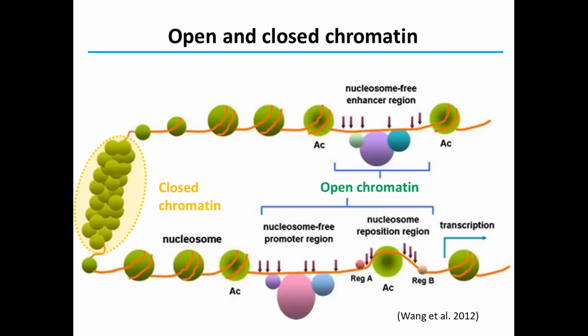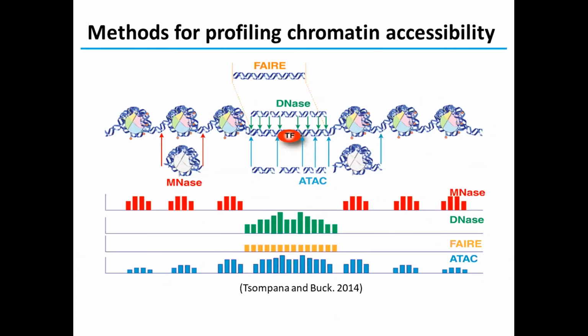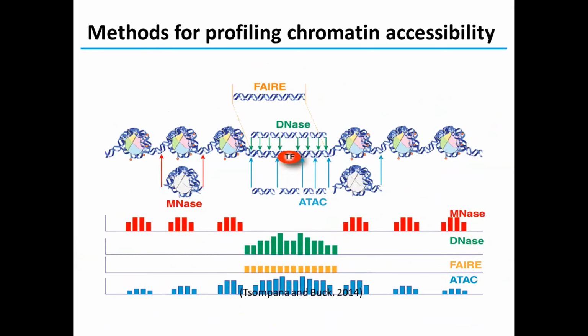Even though the percentage of open chromatin is low, less than 5% across the genome, more than 90% of the transcription factor binding sites are located in the open chromatin region. So it's very important to identify the open chromatin regions to understand gene regulation. Over the years, quite a few methods have been developed to profile chromatin accessibility, such as MNase-seq, DNase-seq, FAIRE-seq, and more recently, ATAC-seq.